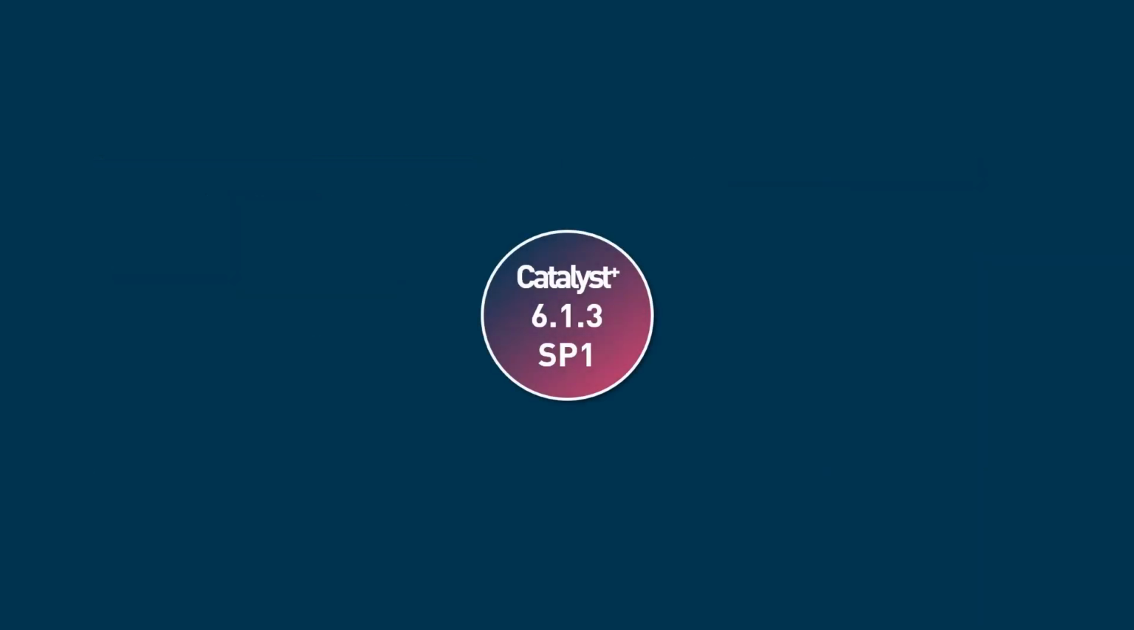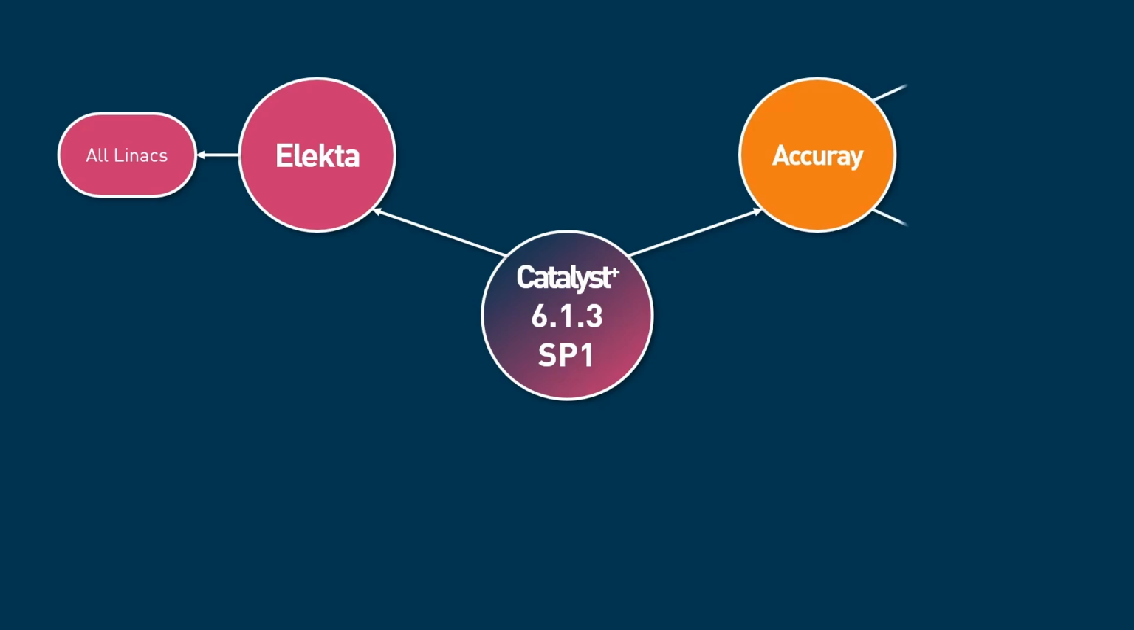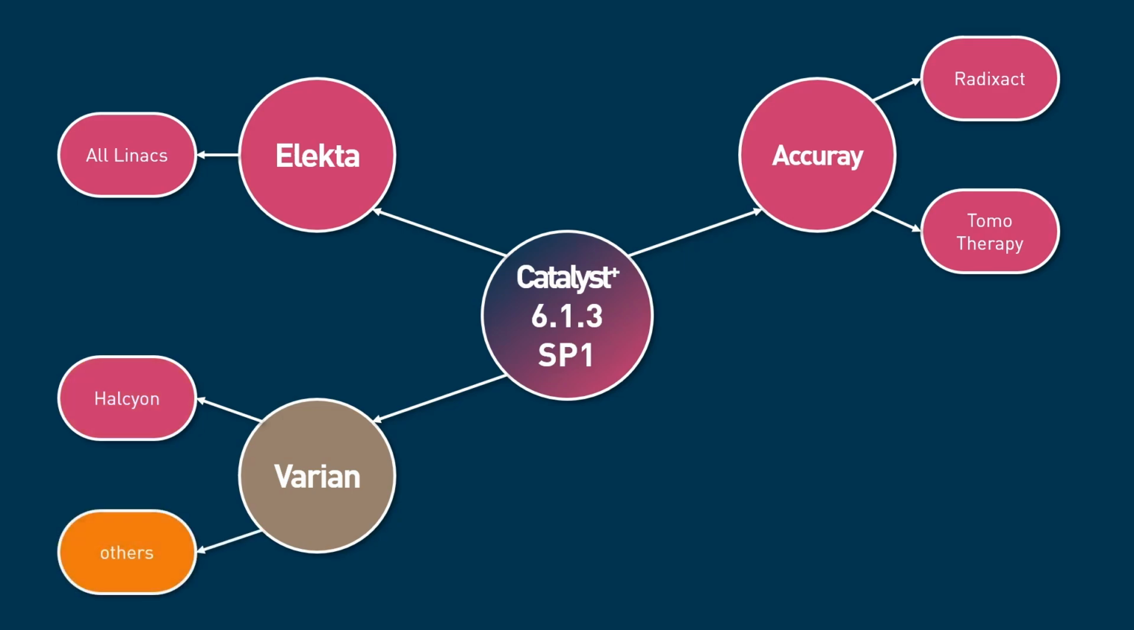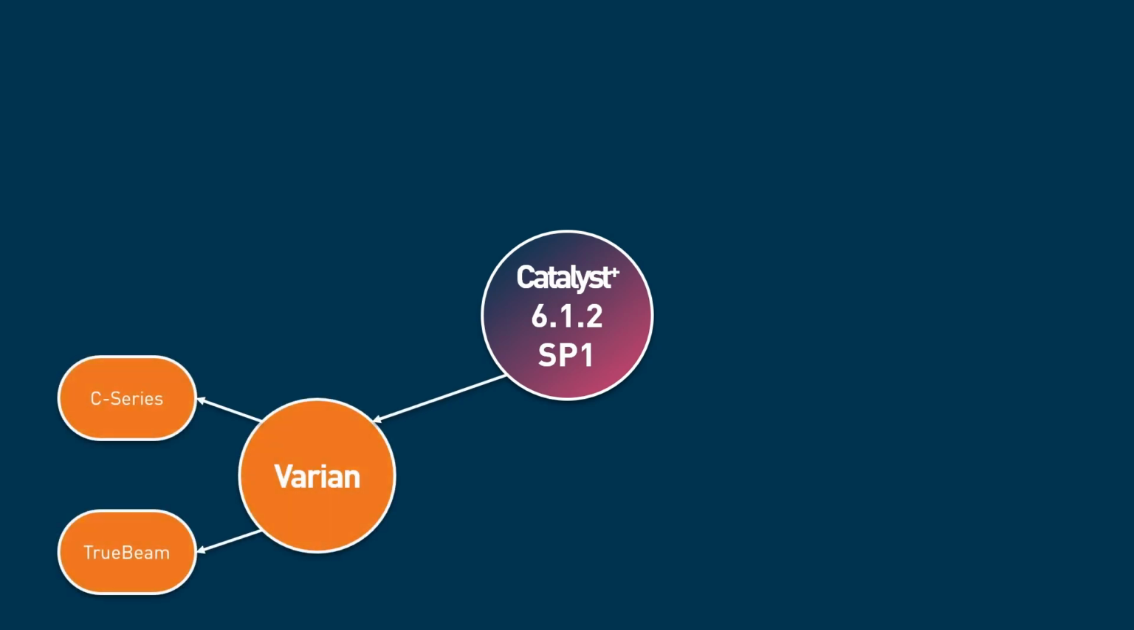Currently, all c4D users in an Elekta environment with Catalyst or Catalyst Plus can upgrade to c4D 6.1.3 Service Pack 1. The same applies for all Accuray tomotherapy and Radixact systems. They also support c4D 6.1.3 Service Pack 1, both for Catalyst and Catalyst Plus. For Varian users instead, only the closed gantry solution for Halcyon is available with 6.1.3 Service Pack 1. C-Series Linux and TrueBeam installations can upgrade to c4D 6.1.2 Service Pack 1, whereas this only affects Catalyst Plus.